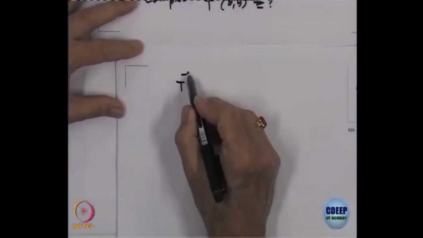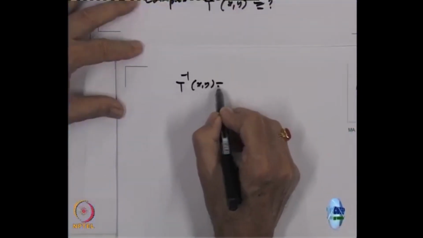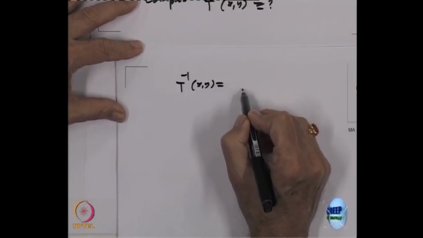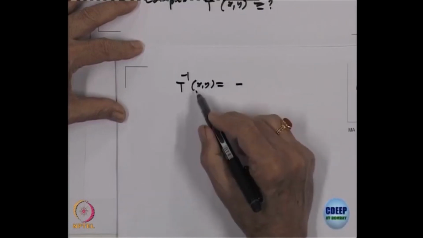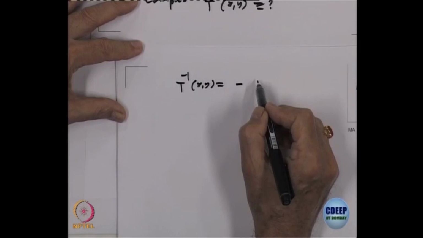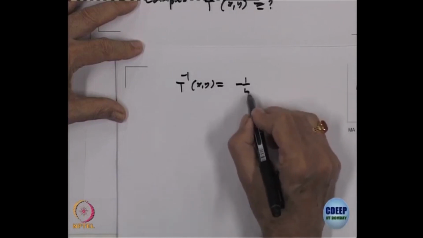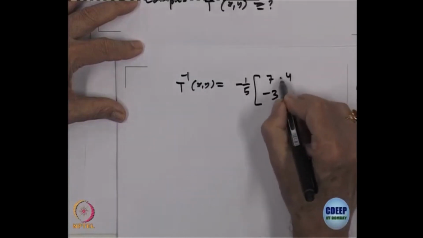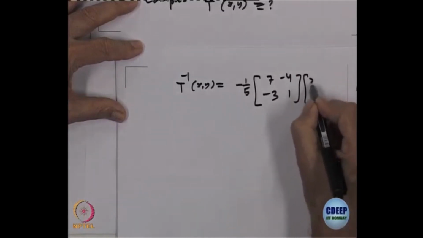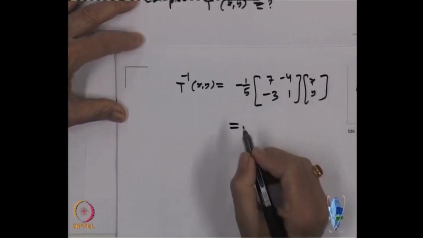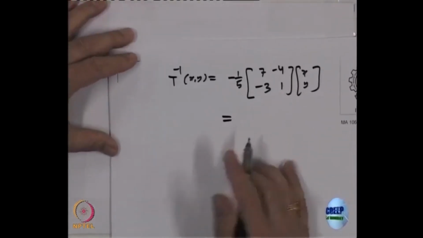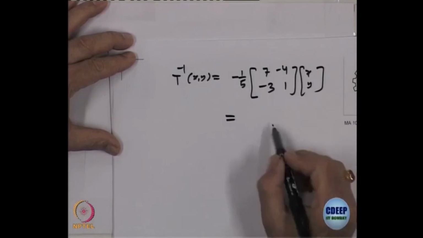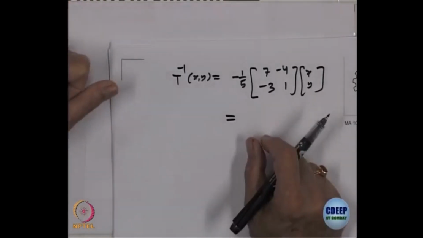So, let us write what is T inverse of x y. It is the same as looking at the matrix of T inverse and multiplying by that vector, simply. So it is minus 1 by 5, times the matrix 7, minus 3, minus 4, 1, multiplied by x y. So you can just multiply out and write down that vector.